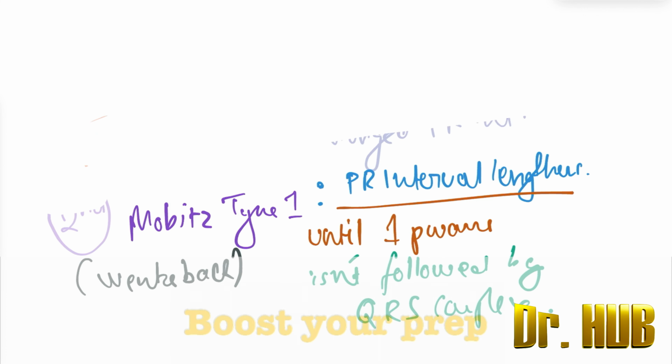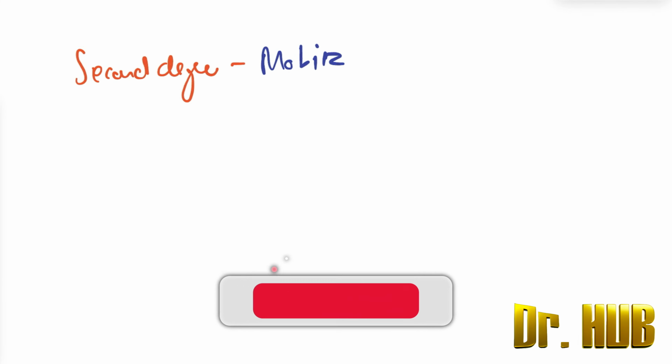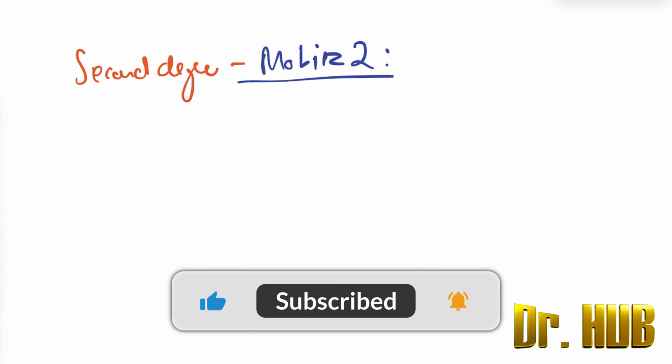Next we'll move on to the second degree, and this will be nothing but the Mobitz type 2. So earlier we saw the Mobitz type 1, this is Mobitz type 2.